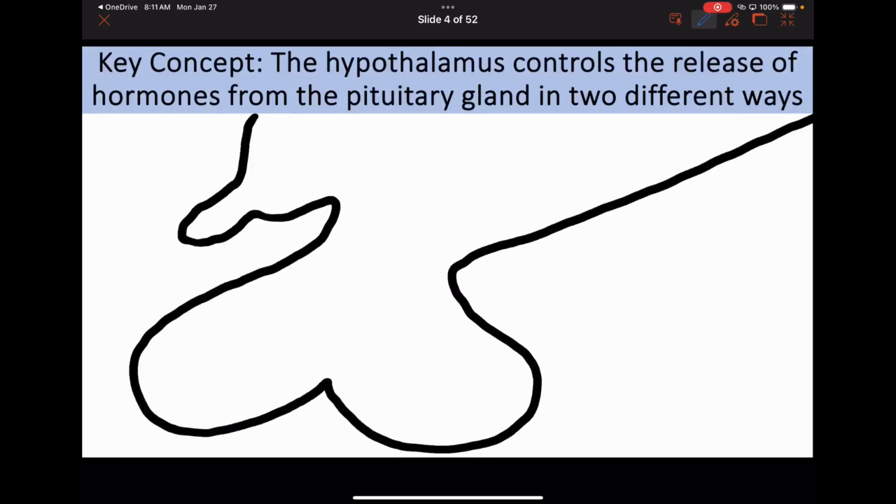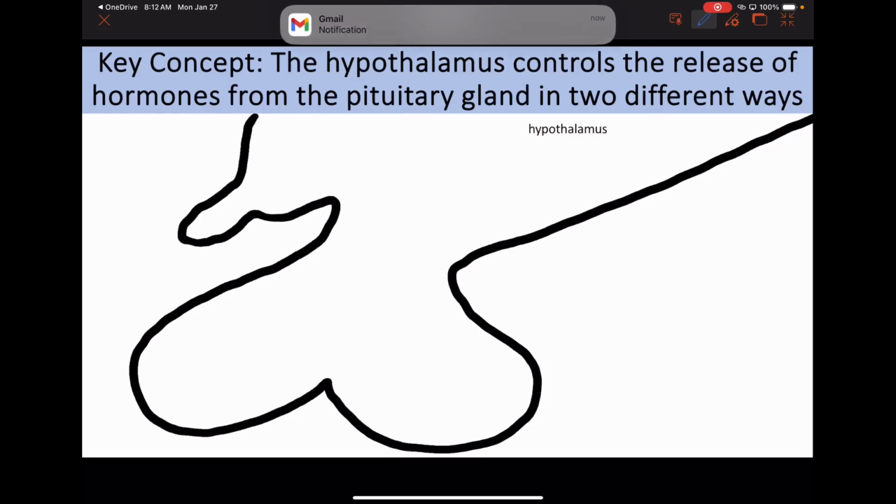Okay. So in your lecture notes, you have my beautiful drawing of the hypothalamus and pituitary gland. Not pretty at all, but it's the best that I can do. Previous versions looked a lot worse. But the hypothalamus is right there at the top. That's part of our brain.